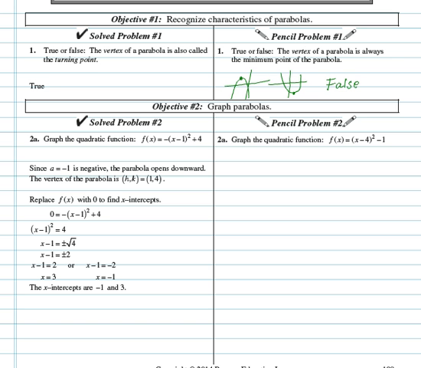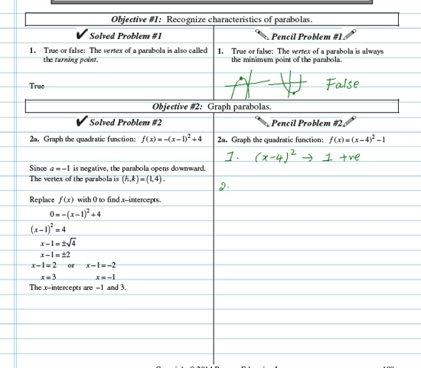Graph the quadratic function f(x) = (x - 4)² - 1. There are certain steps involved in graphing a quadratic function. First, I would look at the leading coefficient. In this case, I have (x - 4)², so the leading coefficient would be 1, and it is positive.